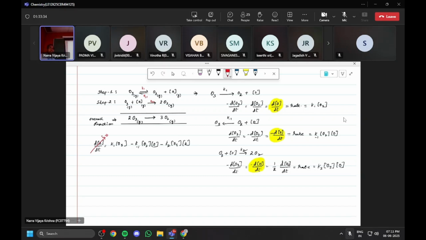Correct, sir? Right or not? This is the change in concentration of O only in the first forward step. This is the change in concentration of O only in the backward step. This is the change in concentration of O in the second step. What is the overall change in concentration of O? I need to add all. I am adding all the three. According to steady state approximation, this must be equal to 0.